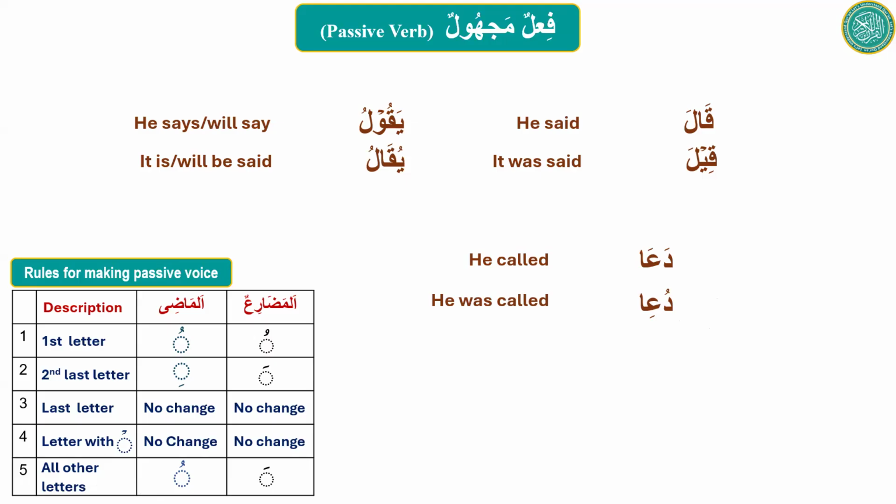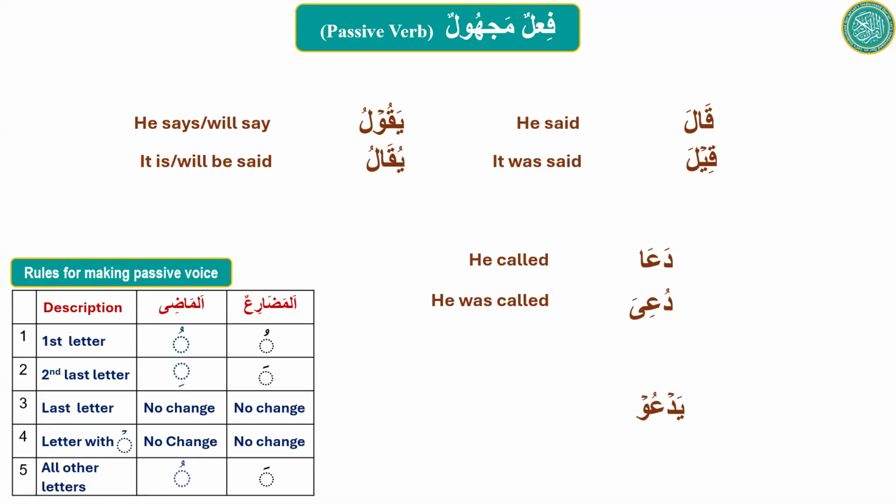You cannot even read it anymore, right? It's difficult. It's actually impossible to read it because this is wrong. Da'a, the passive voice is du'iya. He was called. Again, the rules failed, right? This is another exception.